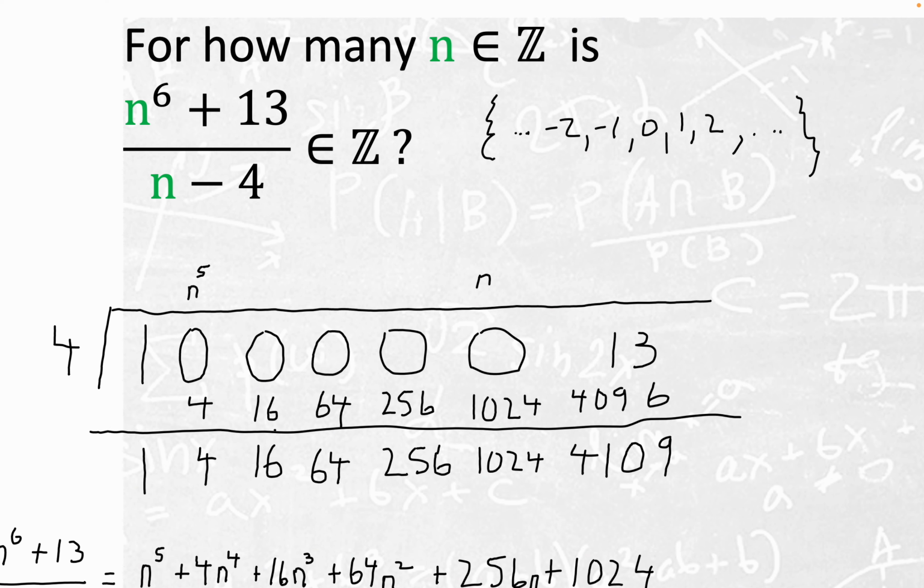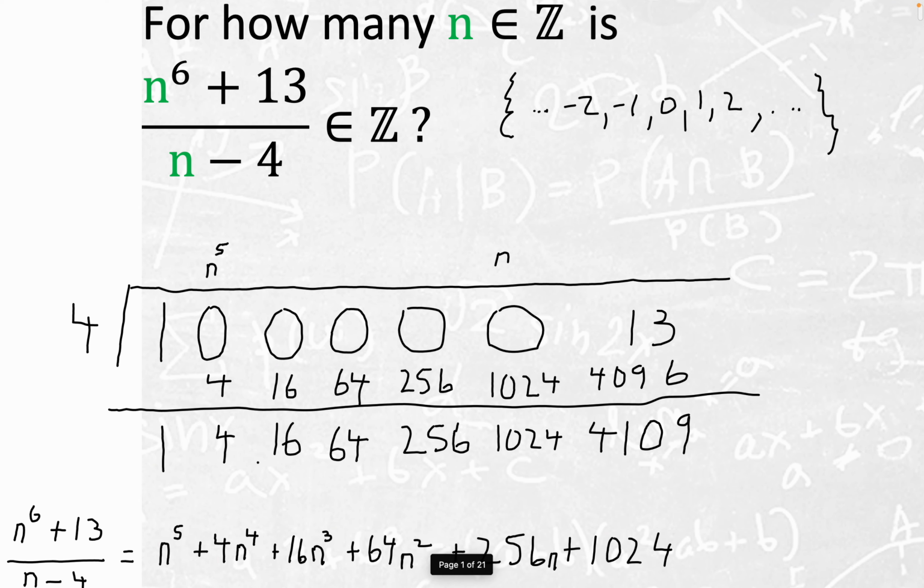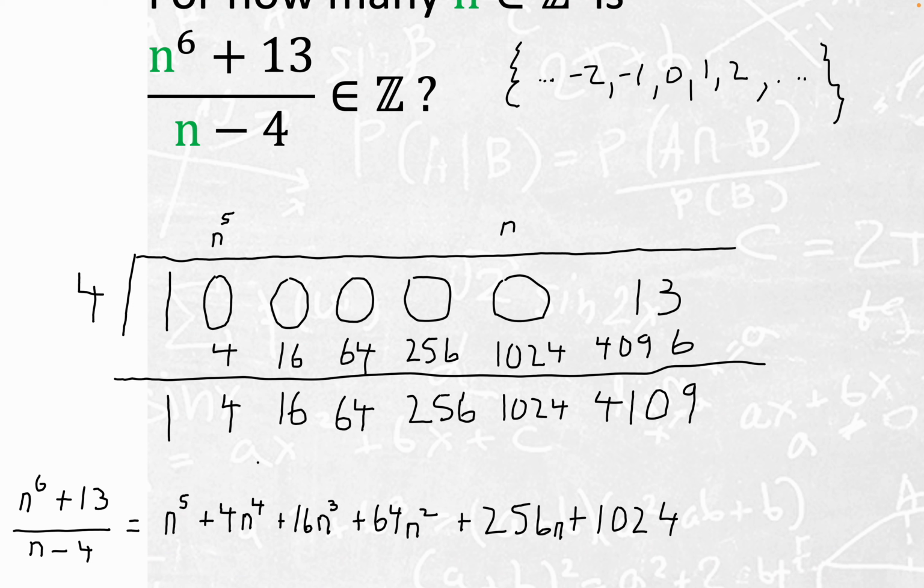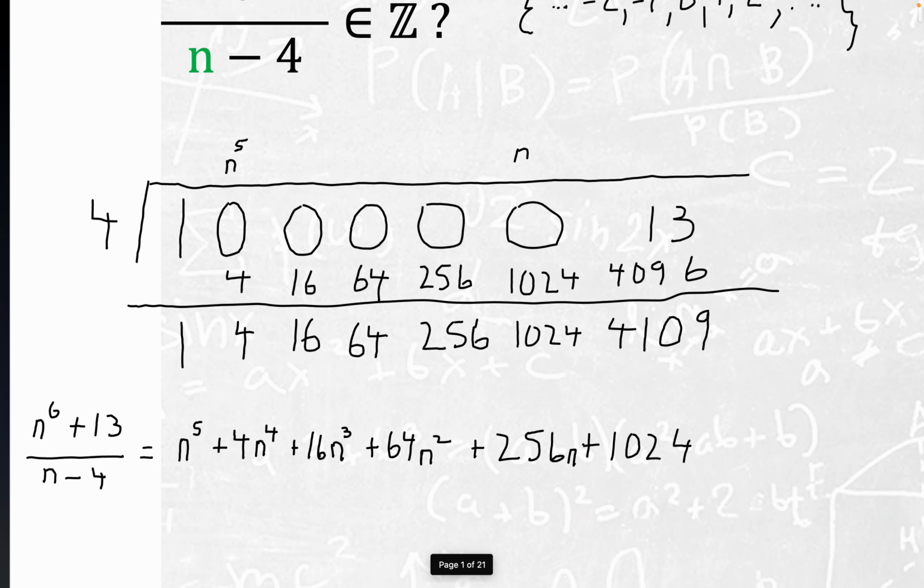Now this process where we're trying to obtain a quotient and a remainder is a lot easier than long division. I won't bore you with all the details, but basically we bring this 1 down, which corresponds to the 1 coefficient of n to the 6 right there. Then we just do a multiply and add. 4 times 1 is 4, add, you get 4. 4 times 4 is 16, add, you get 16, and so on. You see you get all these powers of 4. Now at the very end, we get this remainder of 4109.